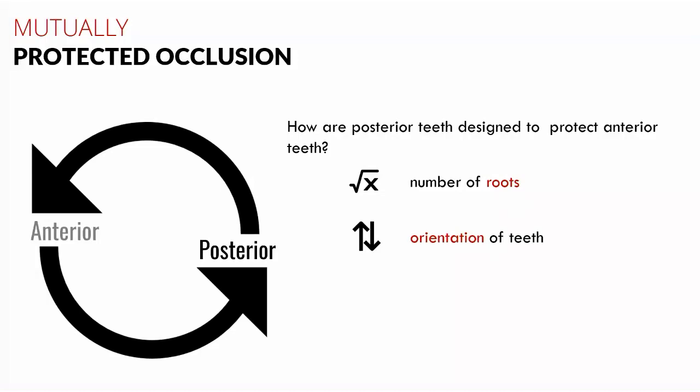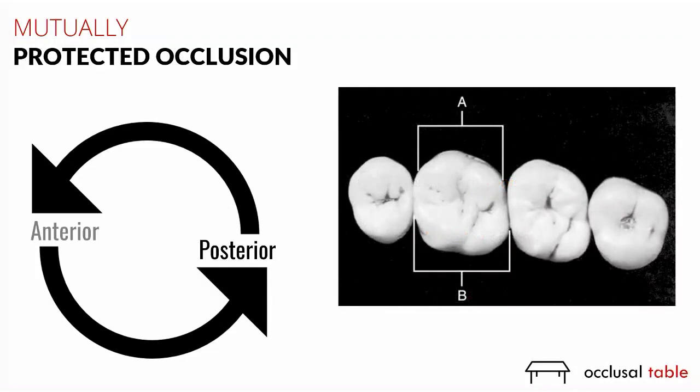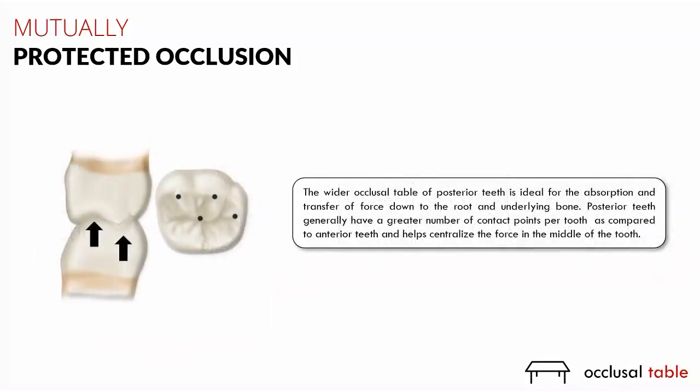All right, so we have number of roots. We have the orientation of the teeth. Let's talk about the occlusal table as the last component here, okay? So when we look at our posterior teeth, they're much wider and larger, right? So how is that an advantage? Well, the wider your teeth are, the more occlusal contacts you have to be able to absorb some of these forces and transfer that down to your PDL, okay? Because the PDL is the best structure to take on and dissipate forces.